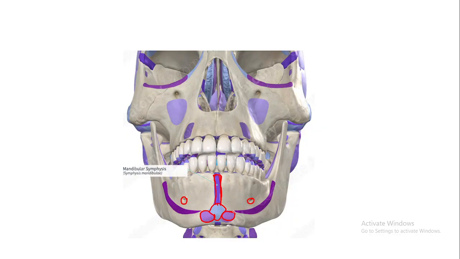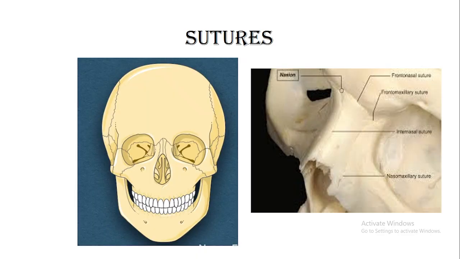And from these mental tubercles, posteriorly and upwards, a bony line runs, which is called the oblique line. It runs from the mental tubercle to the anterior border of the ramus of the mandible. So this is called the oblique line. These are all the features of the mandible. Then coming to the sutures which are seen in norma frontalis.